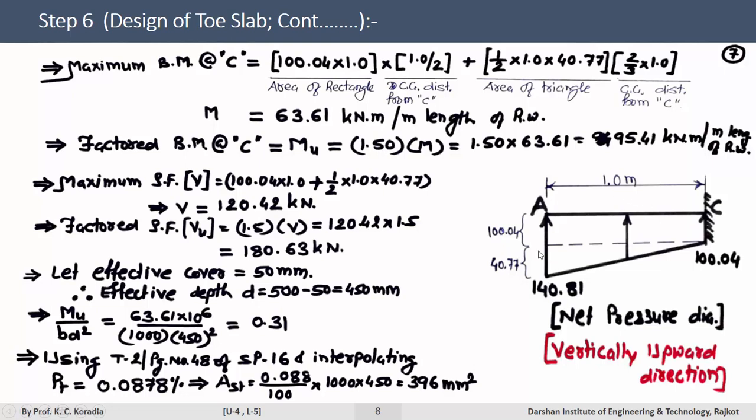Area of this triangle will be equal to 1/2 into 1 into 40.77, into CG distance of this triangle from point C, which will be equal to 2/3 of 1. Addition of these two values will give a value equal to 63.61 kN·m per meter length of retaining wall. Again, factored Mu comes out to be 95.41 kN·m per meter length of wall.